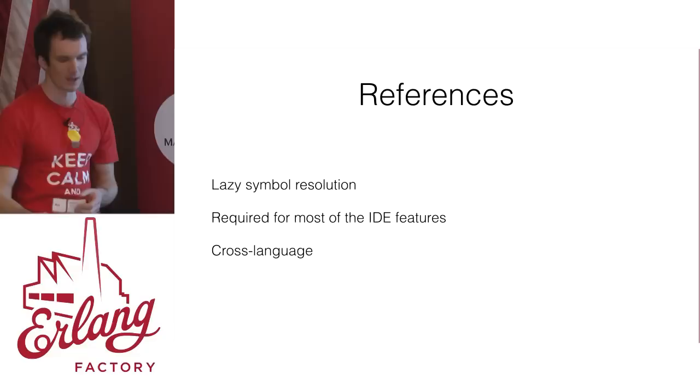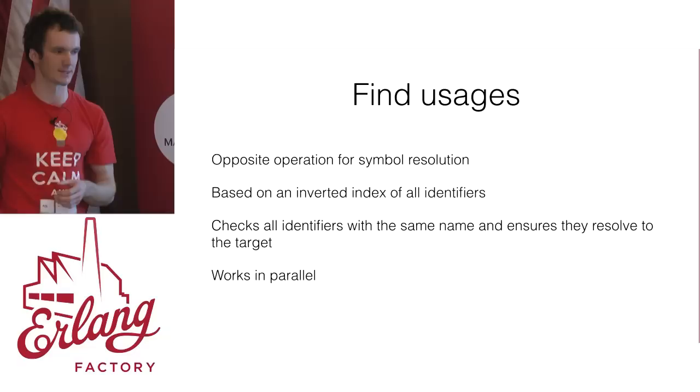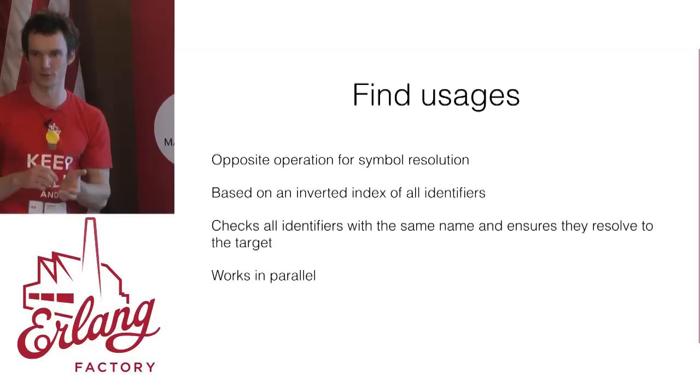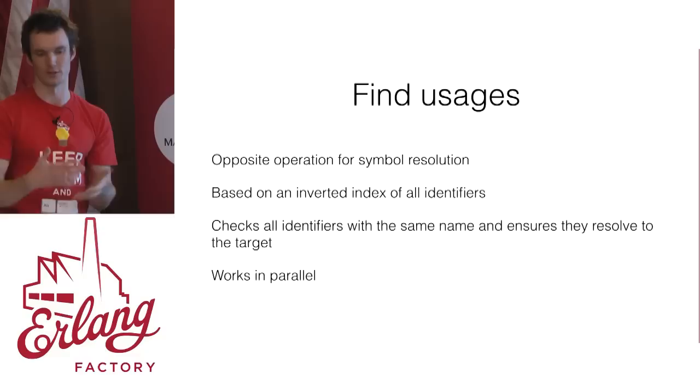The opposite operation is find usages. You can ask on every definition, please give me all usages of this definition across all open projects. And it works really fast, because it uses an inverted index of symbols, asks all symbols to resolve, and checks if they resolve to the target or not. After that, you filter out, and that's all. It works in parallel and uses all the cores in your laptop.